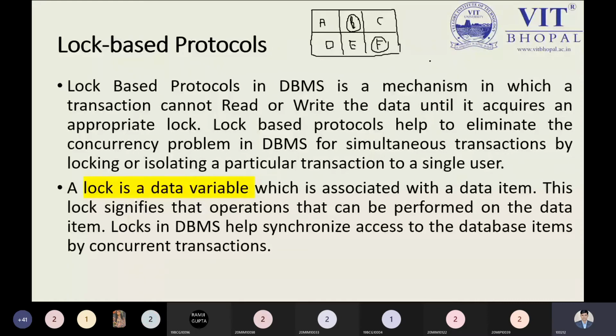Let us understand the concept properly. Lock-based protocol helps to eliminate the concurrency problem in a database management system for simultaneous transactions by locking or isolating a particular transaction to a single user. So what is a lock? Lock is a data variable which is associated with the data item. Lock is basically the name of the protocol. Okay, so I can mark over here.